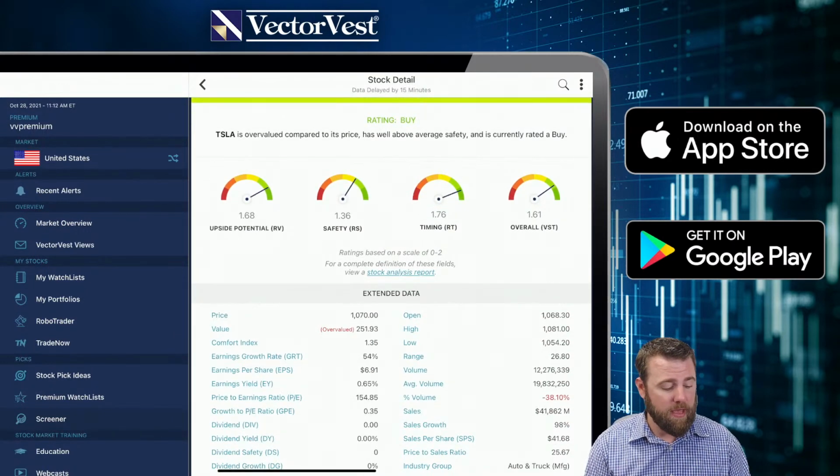Now, look at the value. $251.93. Price is trading at about a little over $1,000 a share. So yes, you are paying an extremely high premium to own Tesla. Now, why would one be doing this? Because you're buying it on the expectations of what it's going to do in the future and not based off of the current PE ratios. Yes, it is overvalued, but does that mean you can't make money in it? No. It just means that you need to be careful and know that you are paying a premium for that stock at this time.